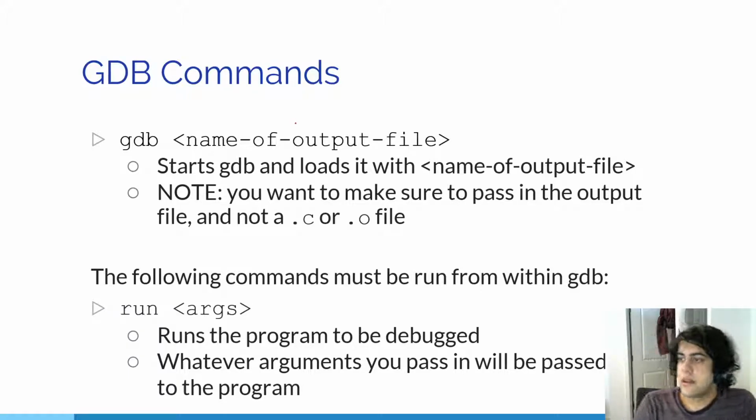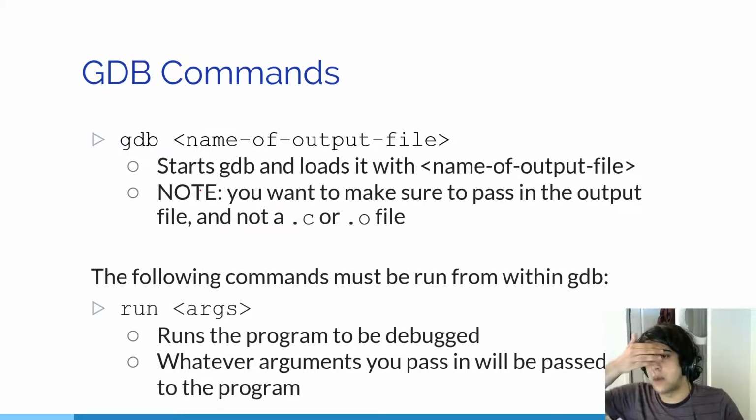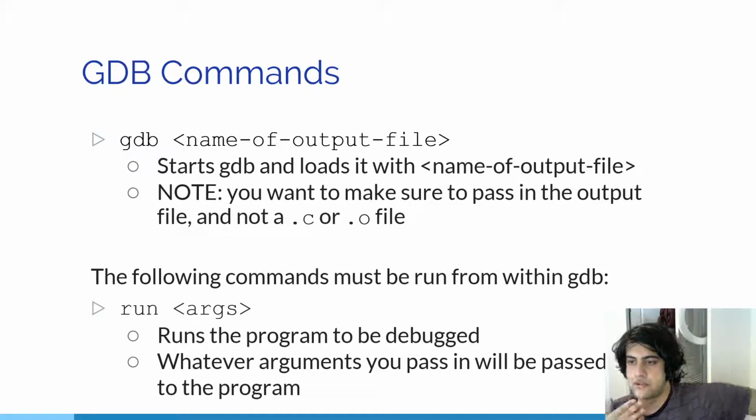So then we can use GDB. As I mentioned before, it's a command line tool. To run it, you're going to type gdb and then the name of your output file. By default, that's a.out or whatever you set with -o. You have to make sure you pass it the output file and not a .c or a .h or a .o file. It should be the output that was generated by GCC. And then there are a bunch of commands you can run to help you debug.